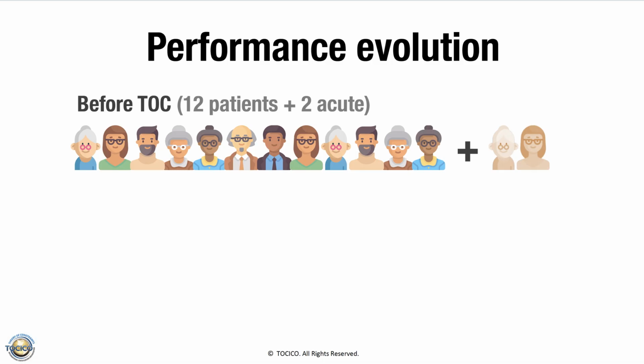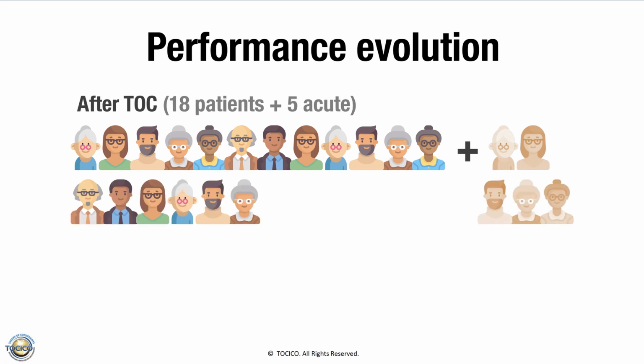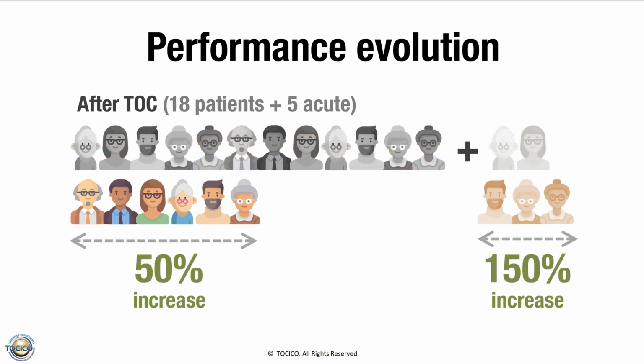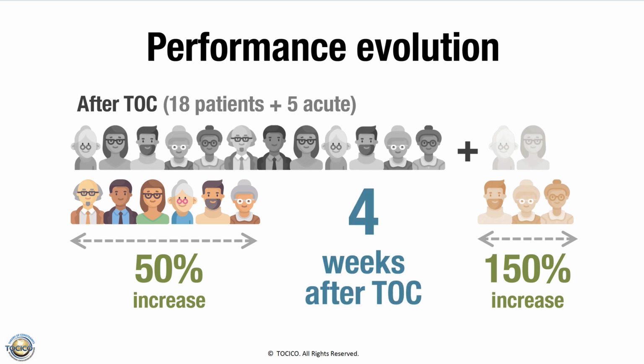it was great. Why? Because I started with 12 patients, then I was able to increase in the future to 18 patients plus 2 acute patients. It means I had a 50% increase in the number of regular appointments, and I also had a 150% increase in the number of acute patients. And it was only in 4 weeks. It was great to increase the number of patients.